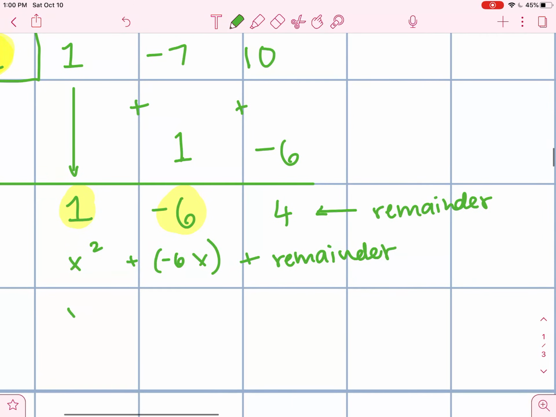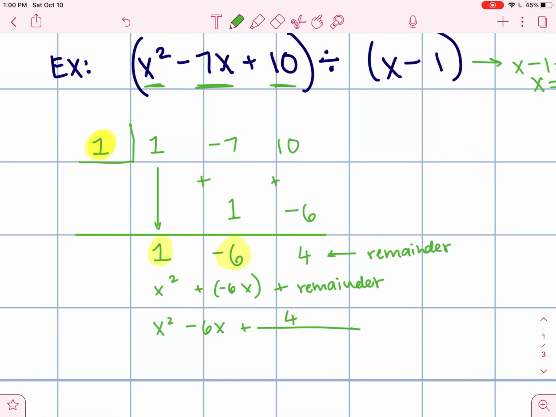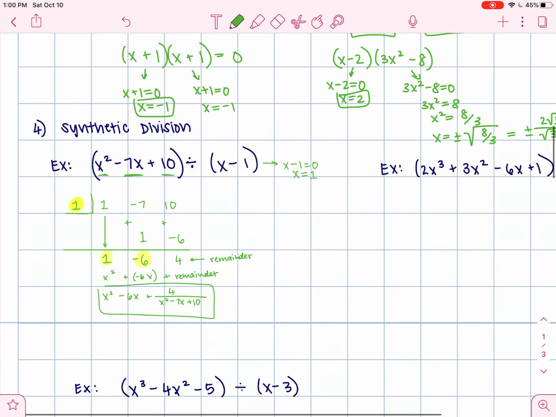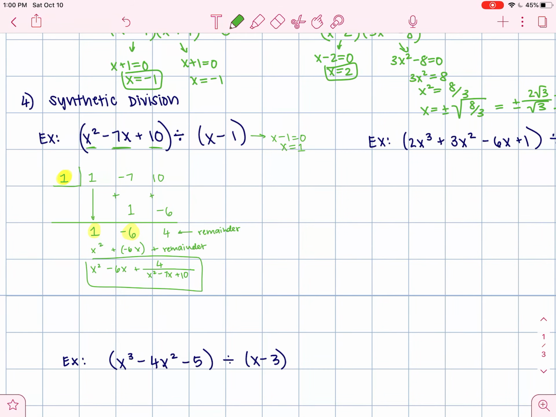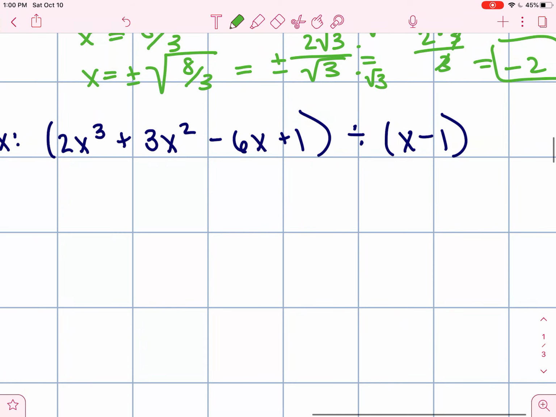So now our final answer would be minus 6x plus 4 divided by, and since 4 is our remainder, we want to divide it by what we were originally starting with. And that would be x squared minus 7x plus 10. So this is our final answer in terms of the synthetic division we just learned how to do. Okay, great. So now let's move on to this one.